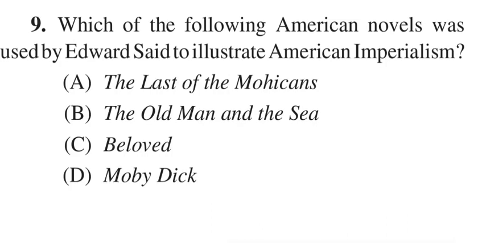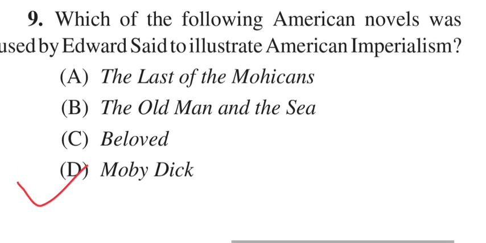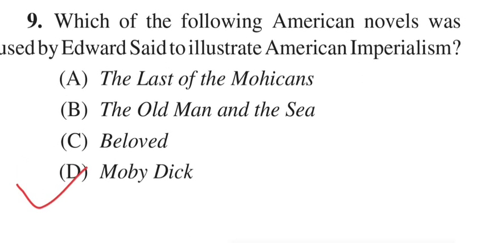Next, which of the following American novels was used by Edward Said to illustrate American imperialism? You must have heard his name, Edward Said. If you haven't, then you should right now. Options are The Last of the Mohicans, The Old Man and the Sea, Beloved, Moby Dick. All are very important. Know about it. Number 9, correct answer is D, that is Moby Dick. Through Moby Dick, Edward Said has illustrated American imperialism.